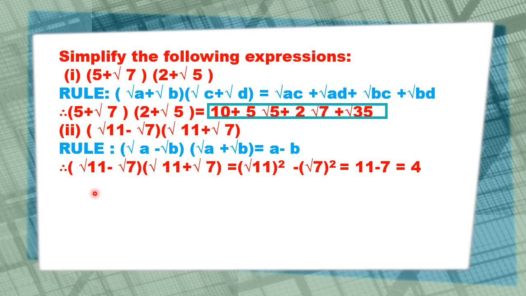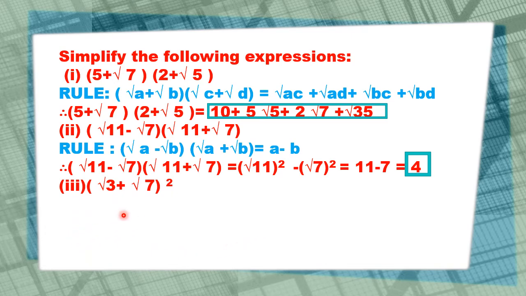We have already studied about it in 8th class. Once again, I am repeating the identity. A minus b into a plus b is a squared minus b squared. So we'll get root 11 squared is 11 and root 7 squared is 7. I already explained to you, when the same roots are multiplied, the root gets eliminated and only the number remains. So 11 minus 7 is 4.